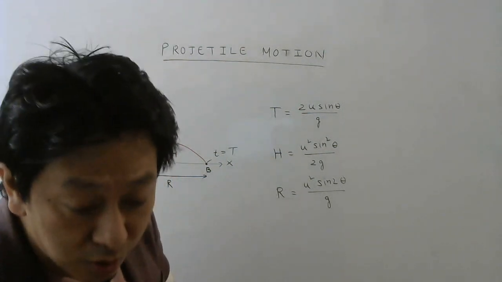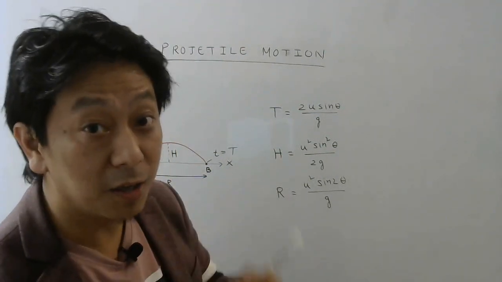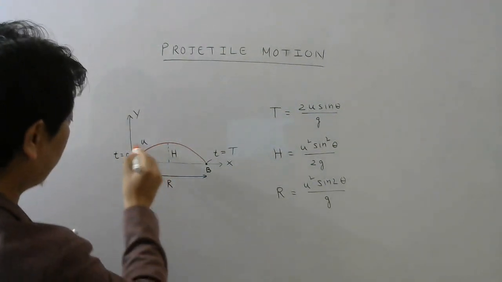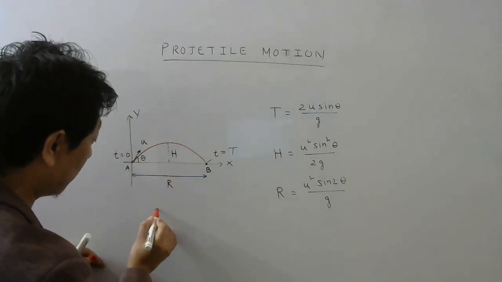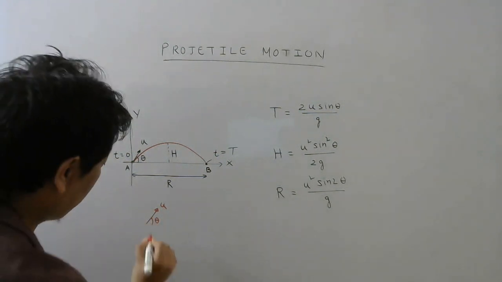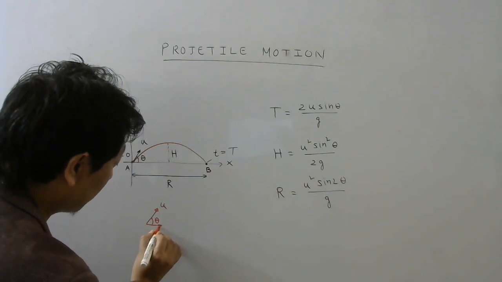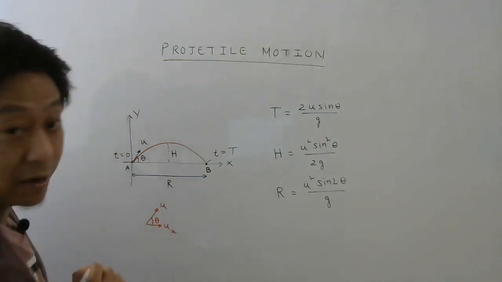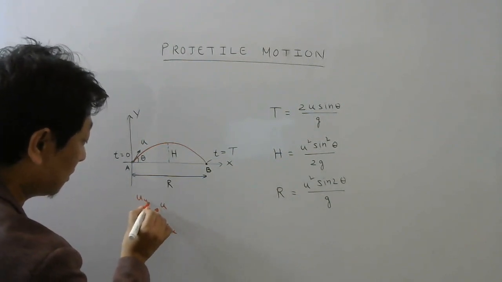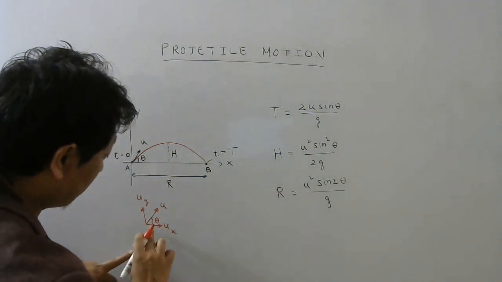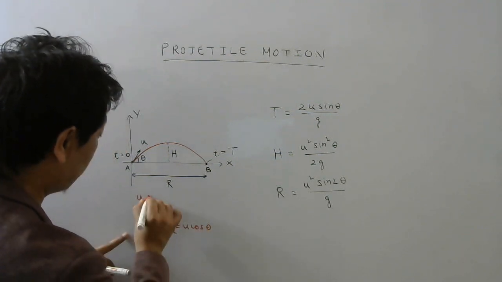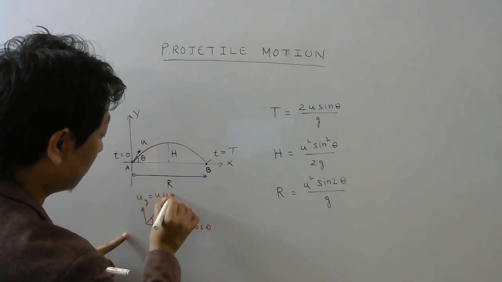Now we can also write this formula in terms of components of initial velocity. If you look carefully, your initial velocity is given at an angle theta with x-axis. So you can see this will have two components. Here ux is the x component of initial velocity and this is the y component of initial velocity. And you know that this is the adjacent side, so this will be u cos theta and this will be your u sin theta, isn't it?